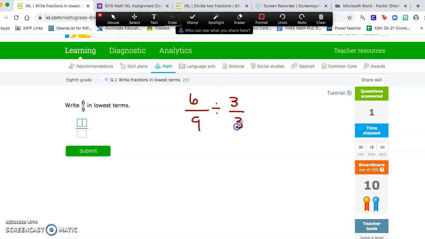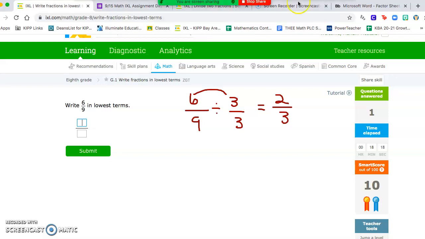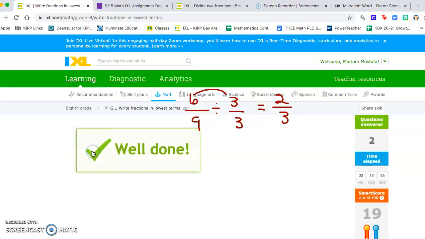over 3. And we get 6 divided by 3 is 2, and 9 divided by 3 is 3. And so here, in its lowest terms, in its simplest form, 6/9 is 2/3.